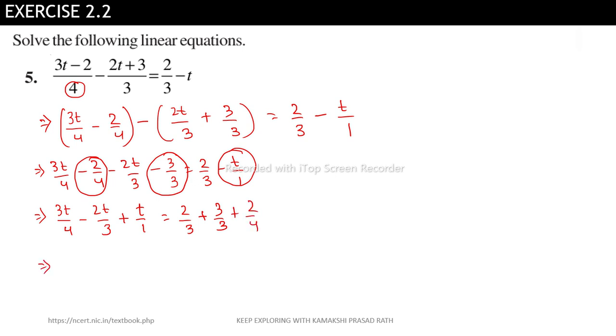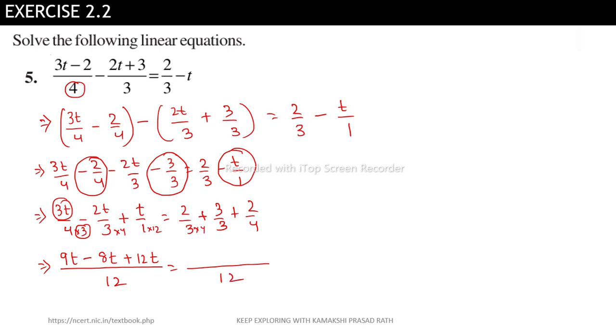Now let's start solving the fractions. The LCM of 4 and 3 becomes 12. 4 3s are 12, 3 4s are 12, and 12 1s are 12. Simple concept, whatever we have learned in fractions. So 3 into 3t is 9t, minus 4 into 2t is 8t, plus 12 into t, we get 12t. Same concept, the LCM is 12.